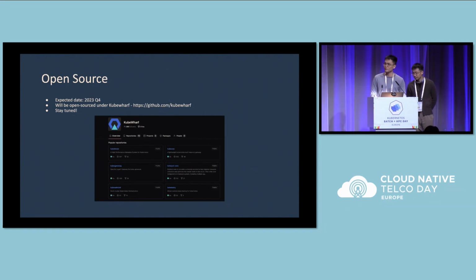So we're planning to open source this soon. In ByteDance, we have been working with Kubernetes for quite some time now and trying to scale it. We have begun to open source a lot of our projects and solutions under this organization called KubeWorf. For the Godot scheduler, we're also planning to open source this in the 4th quarter of this year under this organization. So do stay tuned for any updates.